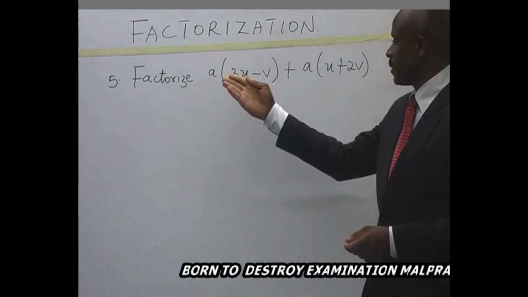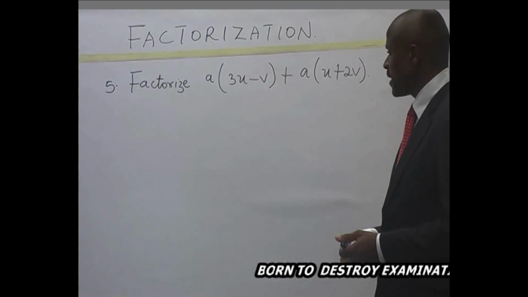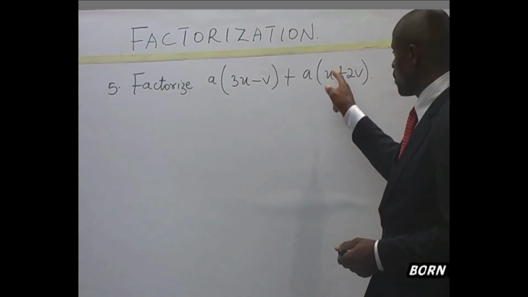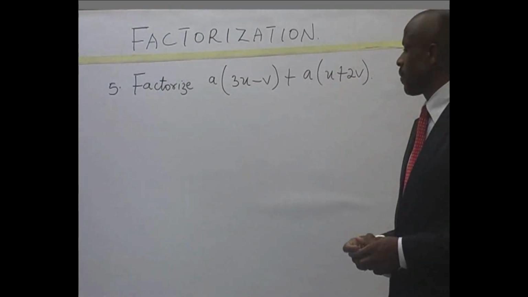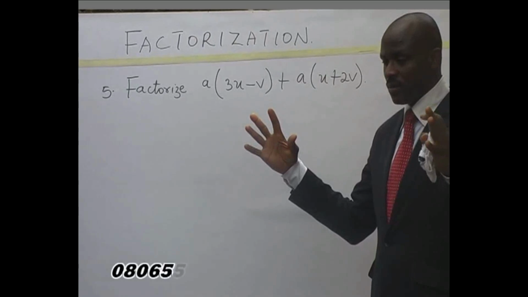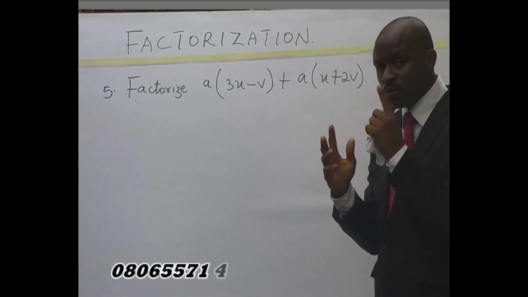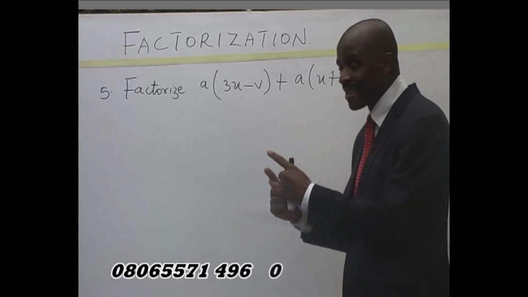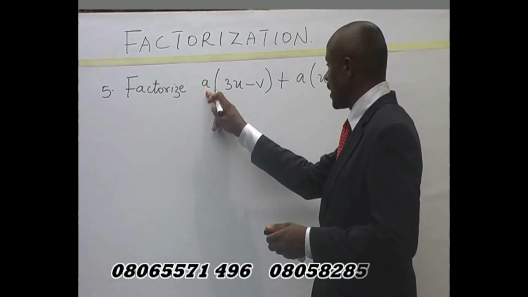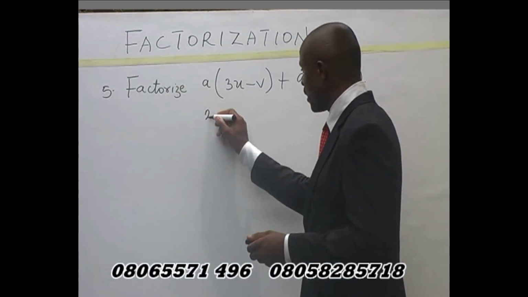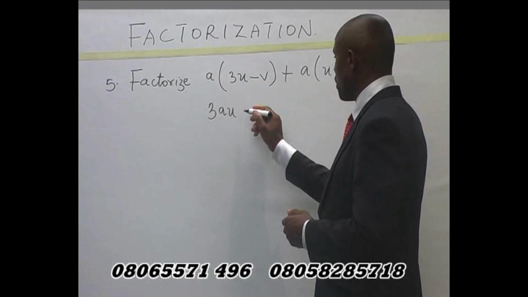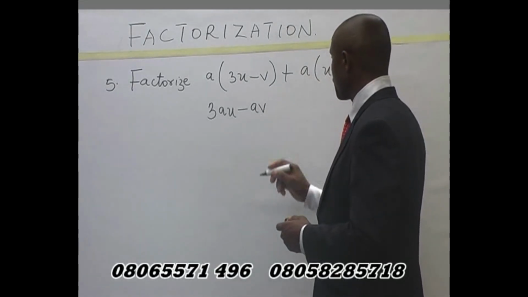The expressions are getting larger and larger. Look at this factorization problem they gave us. Now they say factorize a into 3u minus v plus a into u plus 2v. The first thing we do here is we remove brackets so that we'll be able to get the terms more together, so that we'll be able to find out what they have as common factor. If you're removing the first bracket, a times 3u, we'll be left with 3au. A times minus v will give you minus av.